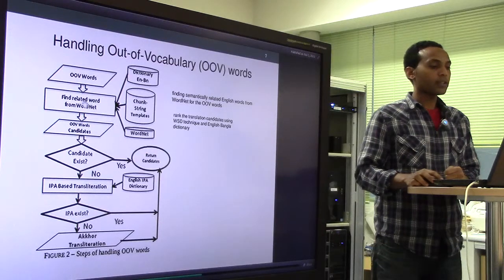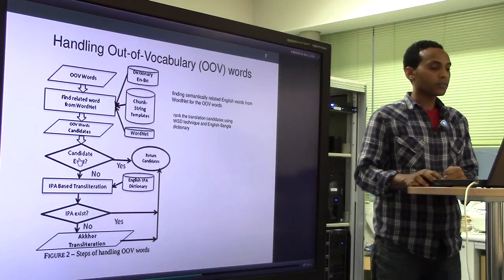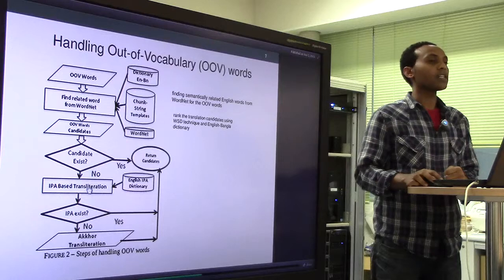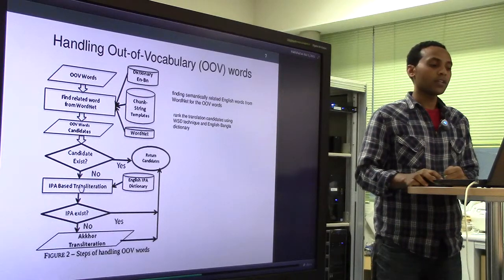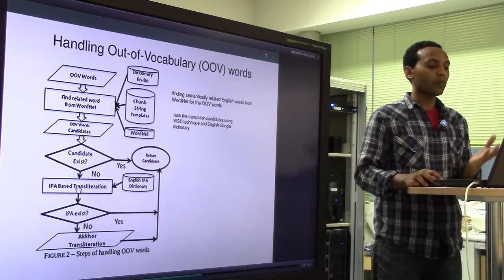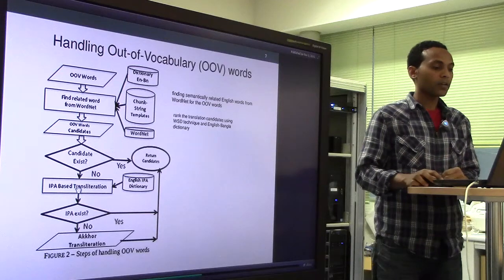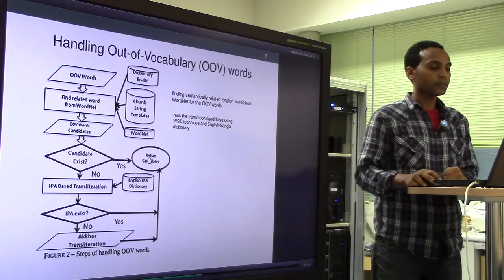So from the WordNet, related words are extracted, and these related words become the candidates for translation. If the candidate exists, then the candidate is returned. If it doesn't exist, it is simply transliterated, because they didn't find a matching word. So as it is, they just transliterate the word from English into Bengali scripts. But if it is found, then it is returned.